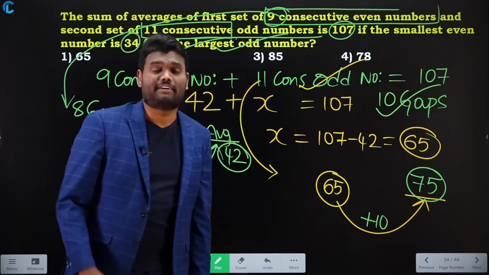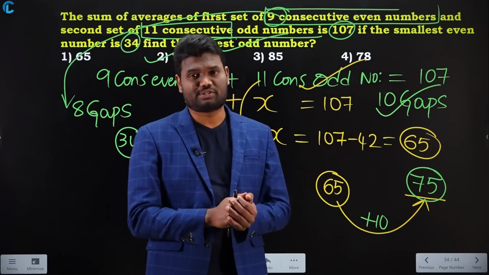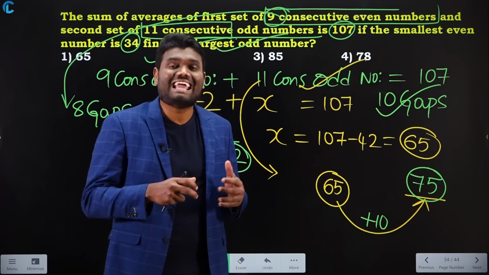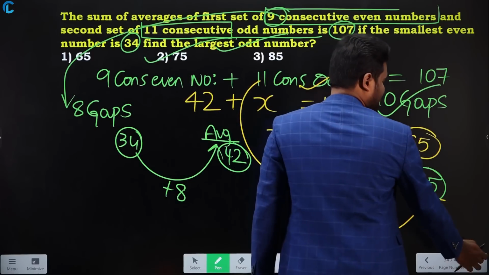If the average is 65, we need to find the highest number. For 11 numbers, the number of gaps will be 10 gaps. As it is odd numbers, directly add 10 to get the highest number. 65 plus 10, the answer is going to be 75.